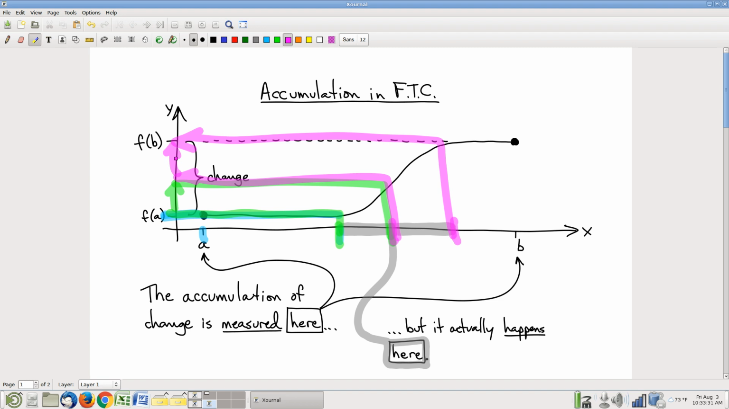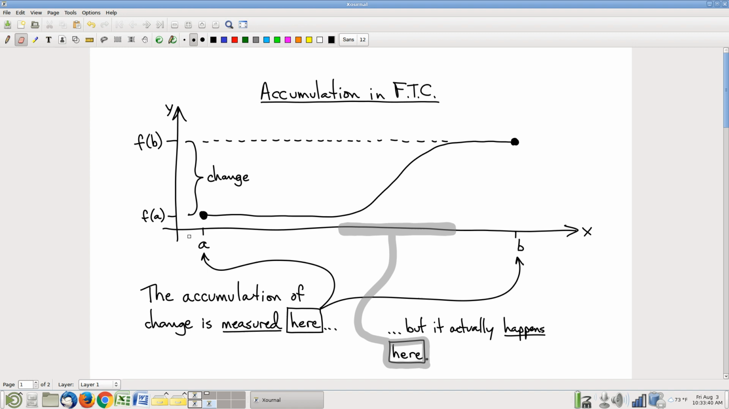I like the metaphor of my height as I was growing up. Imagine here's my height at age 2, I don't know, and here's my height at age 20? I don't know when people stop growing. And so in this process, my height changed by that amount. But that change was not an instantaneous thing. I compute change as f of b minus f of a, height at age 20 minus height at age 2. That's how you compute it.